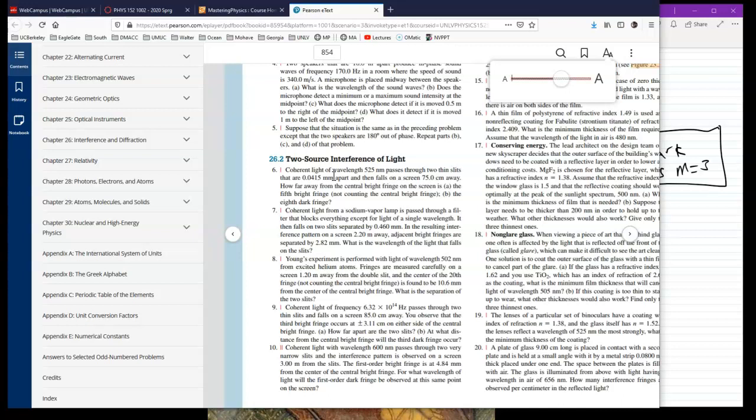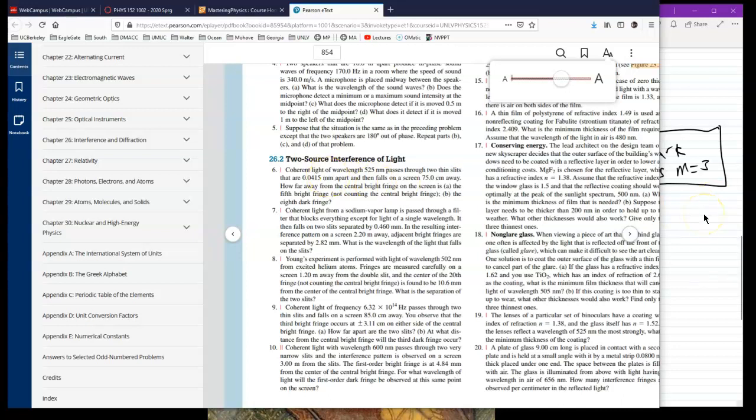He said, how far away from the central bright fringe, which means from the center, on the screen? That is the 5th bright fringe, not counting the central, which basically for bright, just m equals 5. And then the second part, look at the sneaky part. He said the 8th dark fringe. So what does that mean? 8th dark, it's m equals 7. Got it?